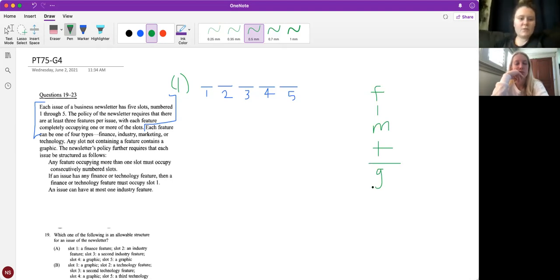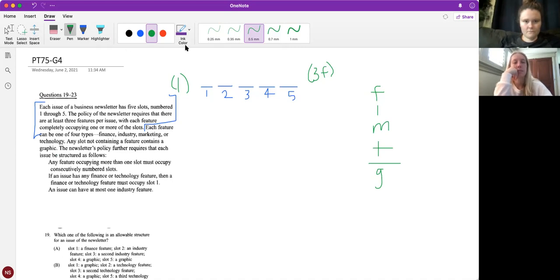So they have to have at least 3 features, so at least 3 of these have to be a feature. So at most, how many graphics can we have? 2. Excellent. Okay, so go ahead and read rule number 1.